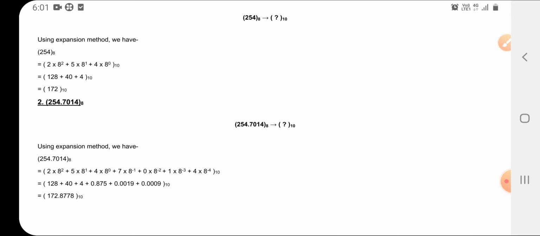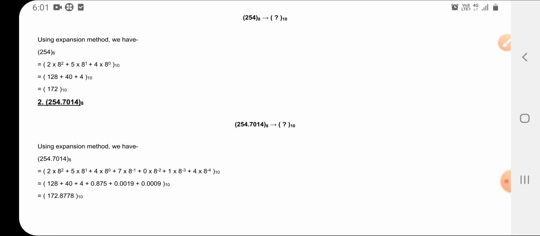4 into 1 plus 8 power minus 1. What is 8 power minus 1? 8 power minus 1 means 0.125. So 7 into 0.125, and 8 power minus 2 means 0.015625. Okay, then 8 power minus 3 means 0.001953125. So you have to find the value for the fractional part, then you can multiply.